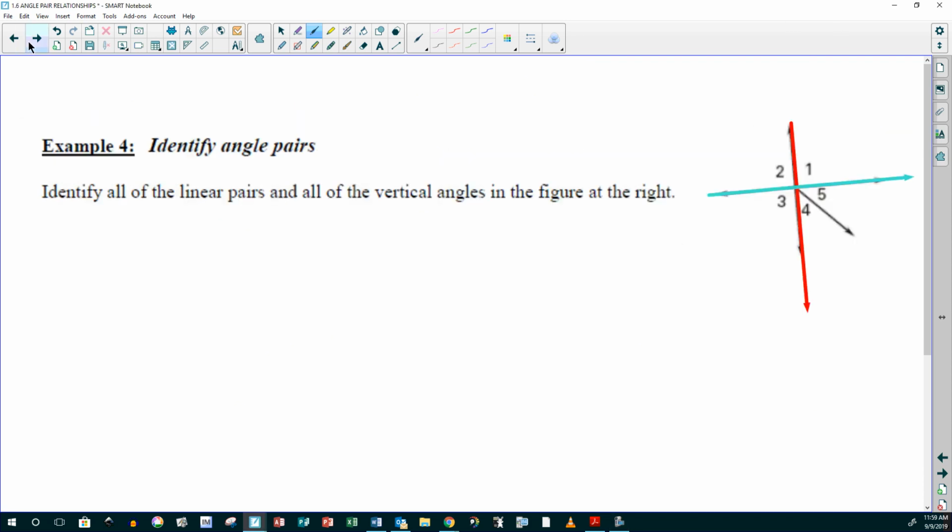All right, here we go. Identify the angle pairs. So you're just identifying. You're not having to do any crazy math or anything. You're just looking at it and finding your pairs.